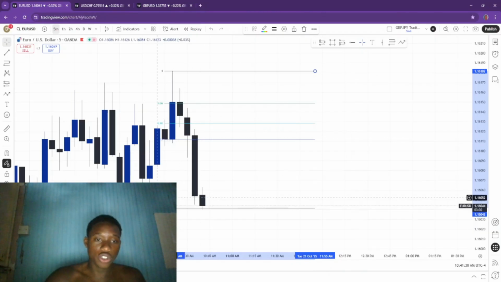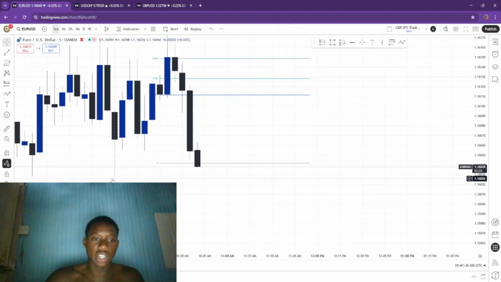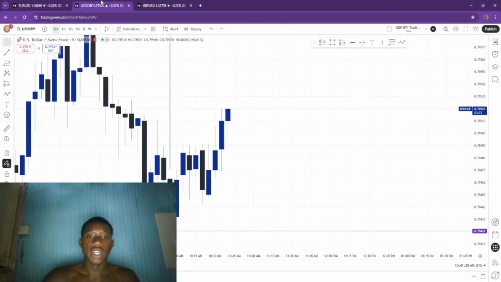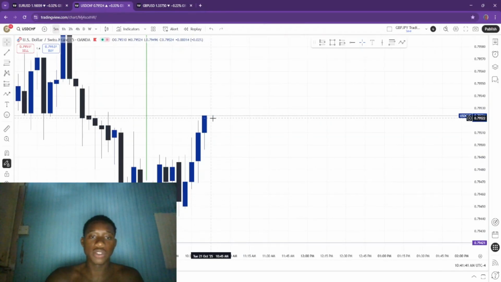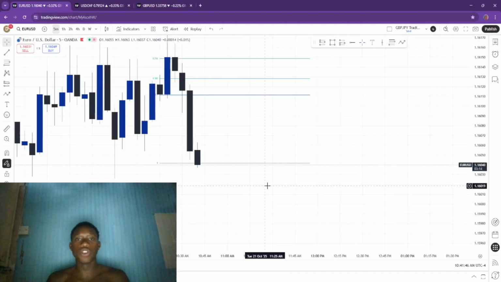It broke two structures, so that's a low. Price broke that. I think it's even going to break that structure also. So yeah, that's definitely a good trade. USD CHF is going higher to create an FVG that we could potentially take a trade on. But Euro USD is probably the highest probability setup. So we're keeping our eyes peeled on that.